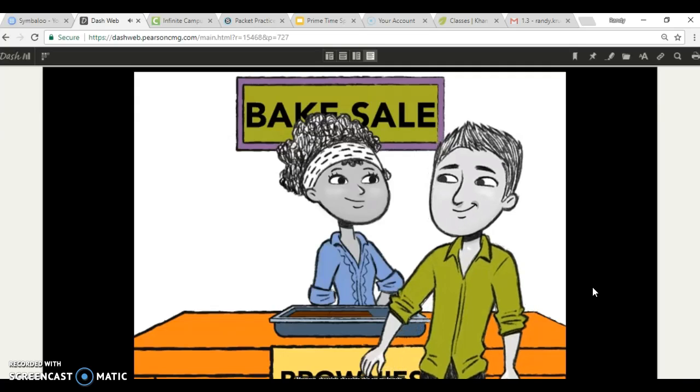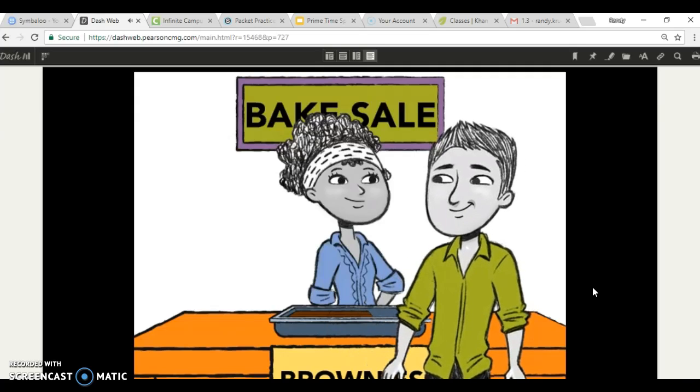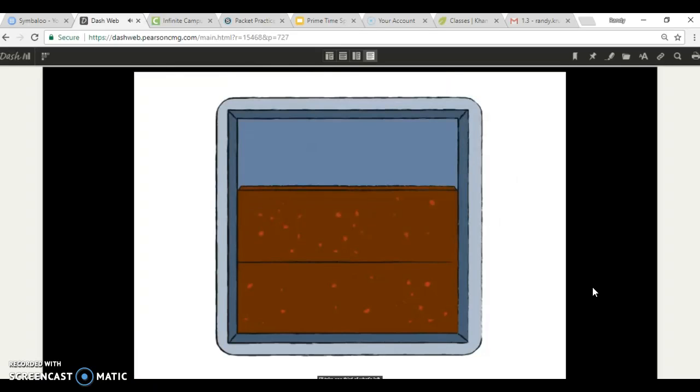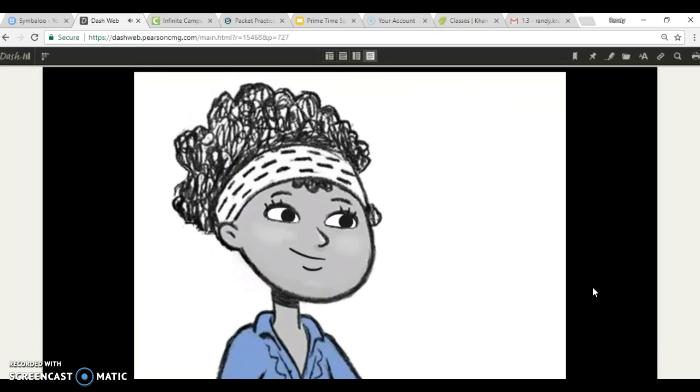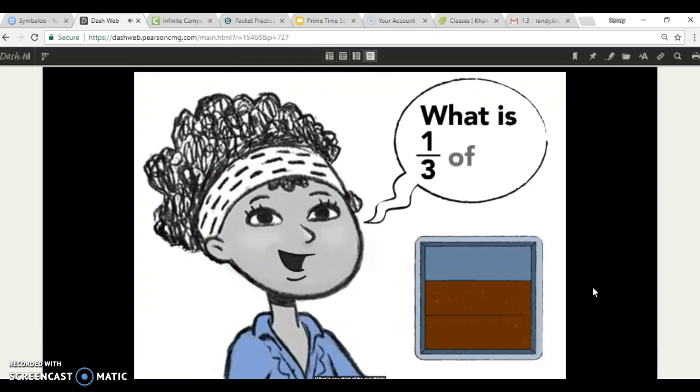Chocolate chip are my favorite. Are these chocolate chip? Yes, they are. I'll take 1/3 of what's left. What is 1/3 of the 2/3 of the pan that is left?